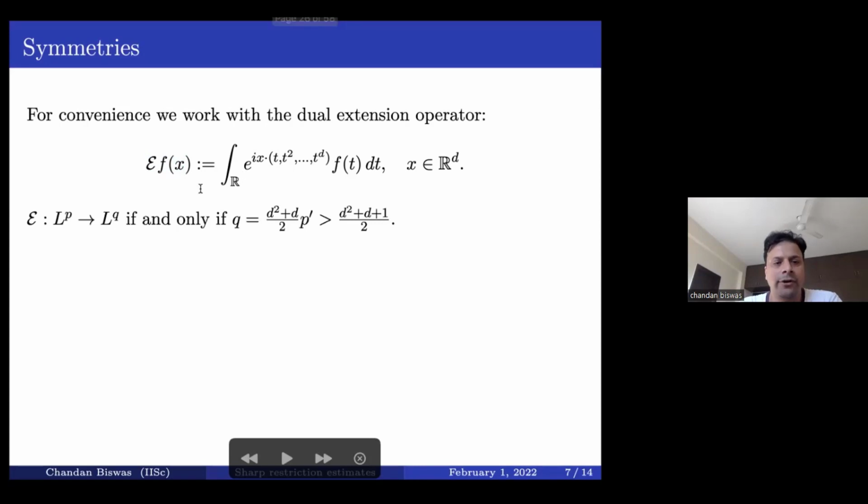So the theorem of Betsy and others says the extension map is bounded from L^p to L^q if and only if p and q satisfy the scaling condition and q is bigger than (d^2 + d + 2)/2. Sorry, this should be 2, not 1: (d^2 + d + 2)/2.